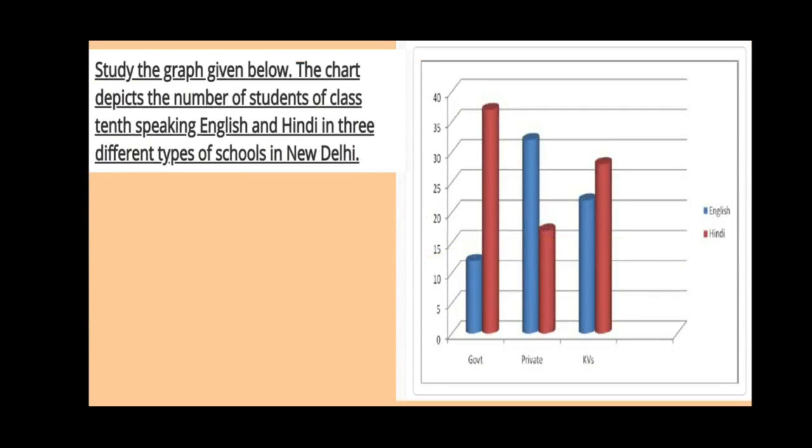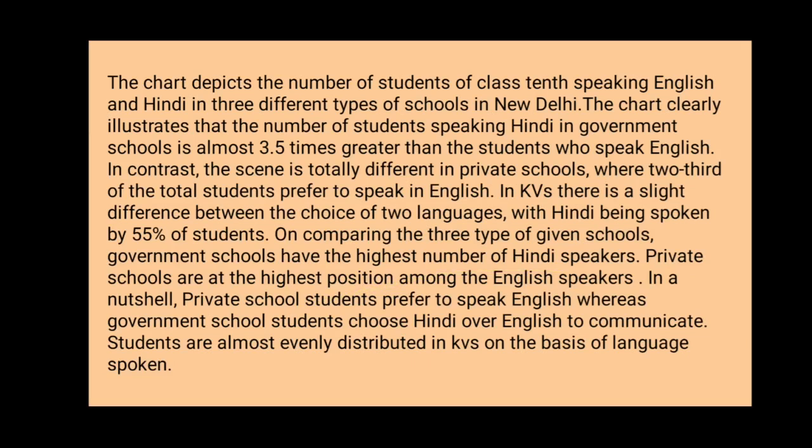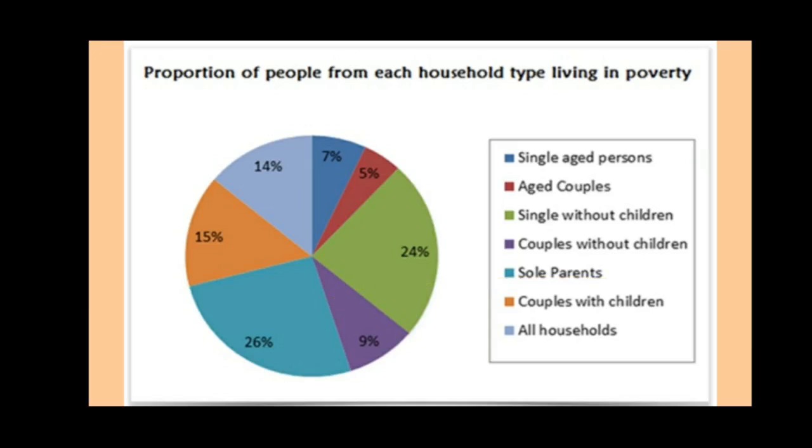Next question is, study the graph given below. The chart depicts the number of students of class 10th speaking English and Hindi in different types of school in New Delhi. So you have to analyze, understand, and then write introduction, details, and comparison, and then conclusion. This is the answer. You can read it very well, understand and write yourself in your own words. You have nothing to write from your side. Only what you have understood from the graph given. You have to write only the information.